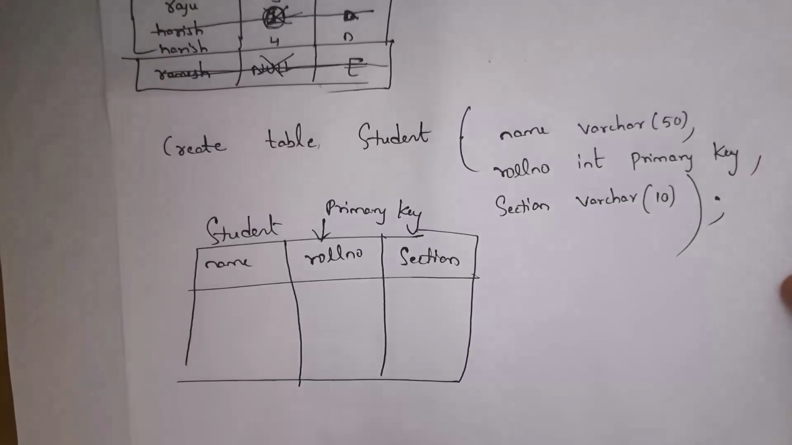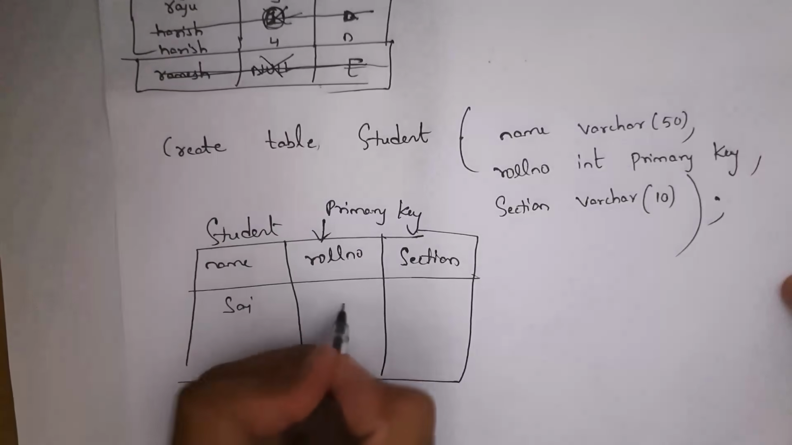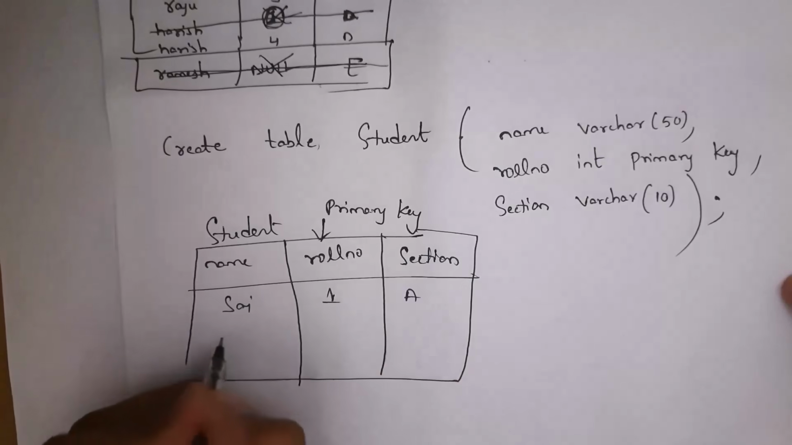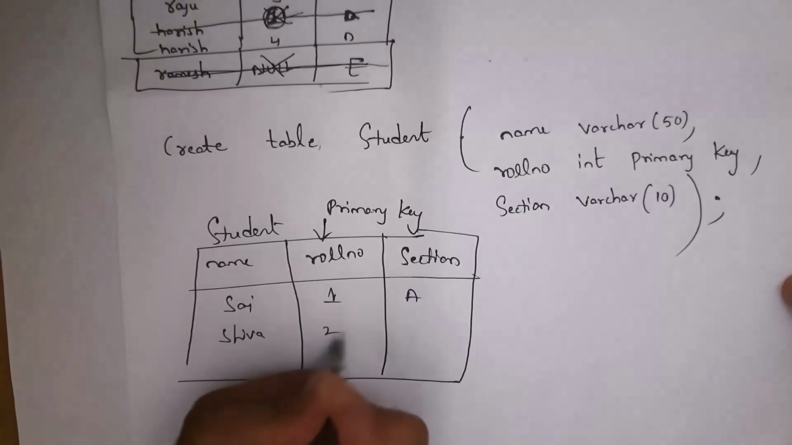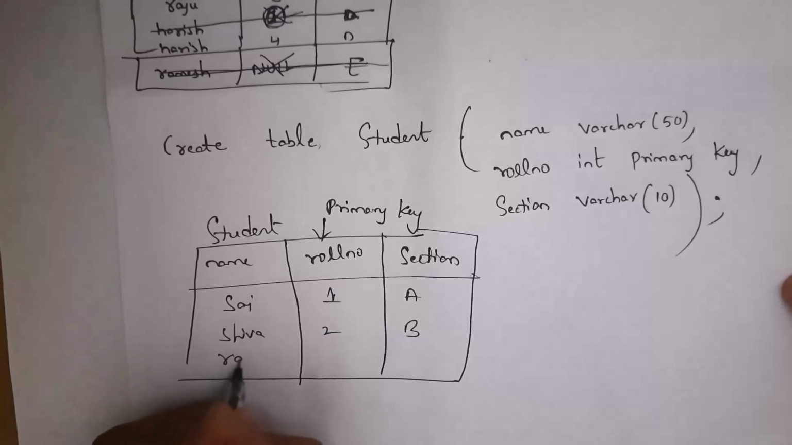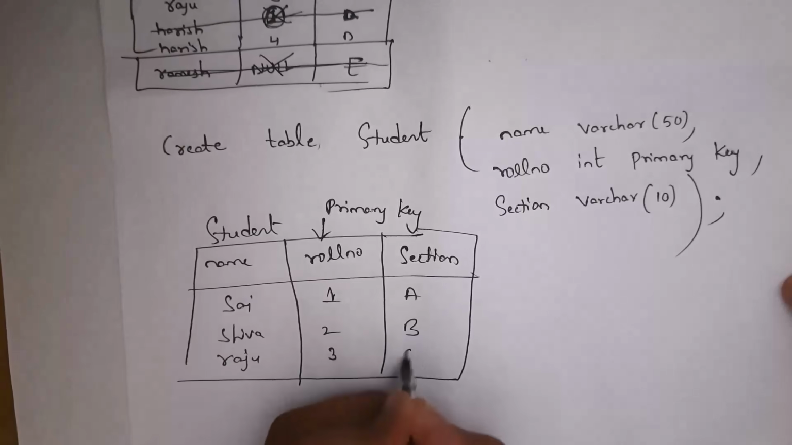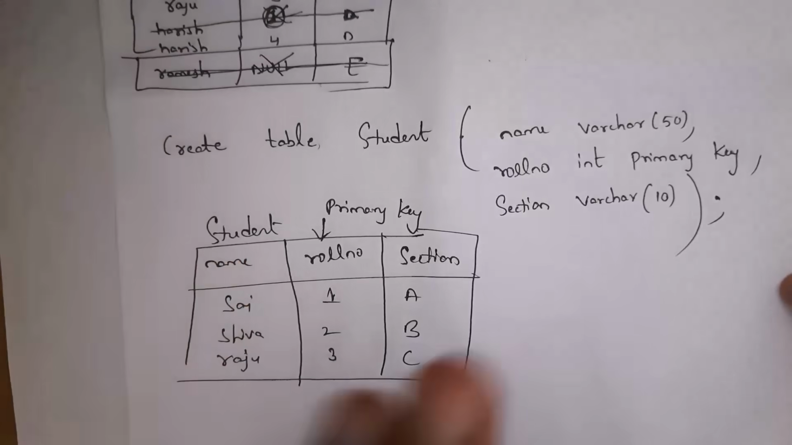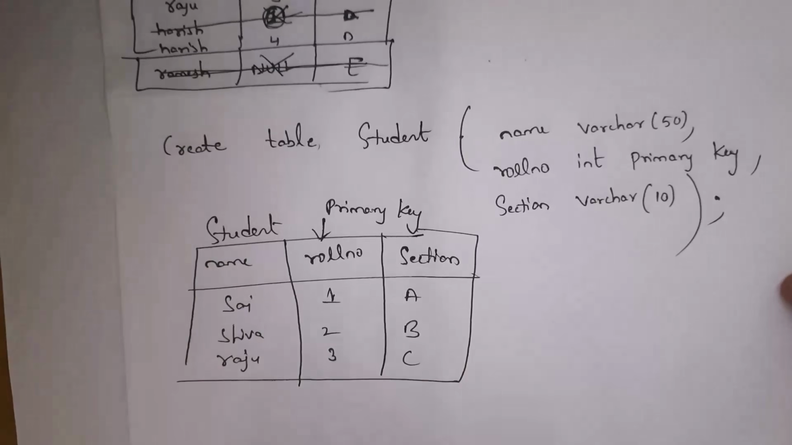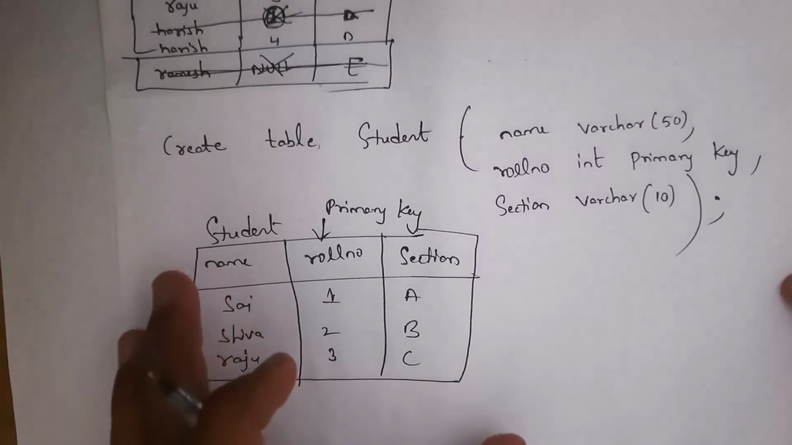Now I will insert data like name Sai, rule number 1 and section A, name Shiva, rule number 2 and section B, name Raju, rule number 3 and section C. Now I will insert this data in the student table. I will write code for this. Now I will write code in order to insert this data.